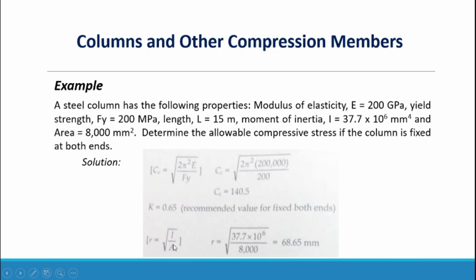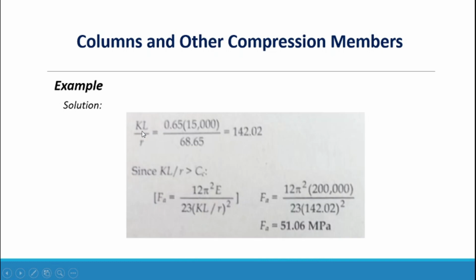R, the radius of gyration, is equal to the square root of I over A, where I is equal to 37.7 times 10 to the power 6 millimeters to the fourth, and A is the cross-sectional area, 8,000 square millimeters. So R is equal to the square root of 37.7 times 10 to the power 6 all over 8,000, and the radius of gyration is 68.65 millimeters. For slenderness ratio KL over R, where K is 0.65 for fixed ends, and L is the span, 15 meters or 15,000 millimeters, and R is 68.65, we have 0.65 times 15,000 divided by 68.65.